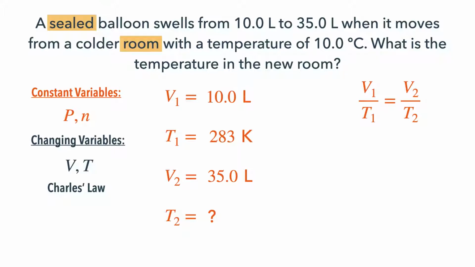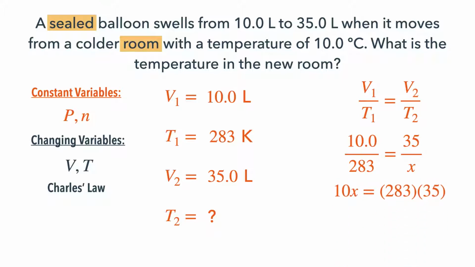Now it's time to plug these values into our gas equation. We need to isolate x, the unknown temperature we are interested in, by cross-multiplying and then dividing by 10. This gives us a temperature of 990 Kelvin. Remember that the units of your answer will be the same as the units provided in the equation. Since the temperature we used was in Kelvin, our answer is in Kelvin. If we needed to convert this to Celsius, we would subtract 273 to get 717 degrees Celsius.